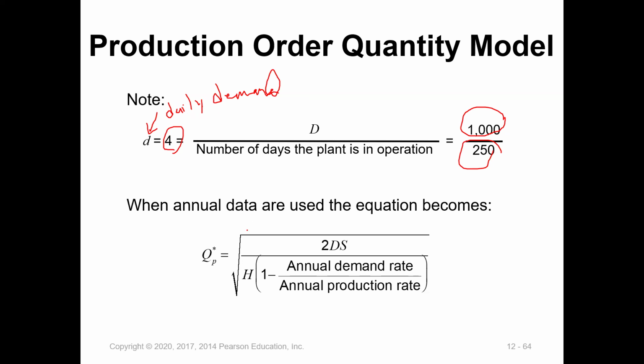When annual data are used in the equation, we can change the equation and use the square root of 2DS over 1 minus the annual demand rate divided by the annual production rate, times H, and this will give us the Q star P again. Okay.